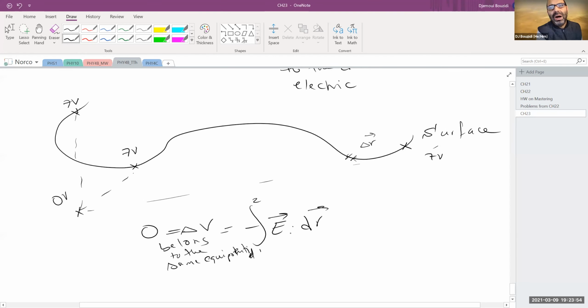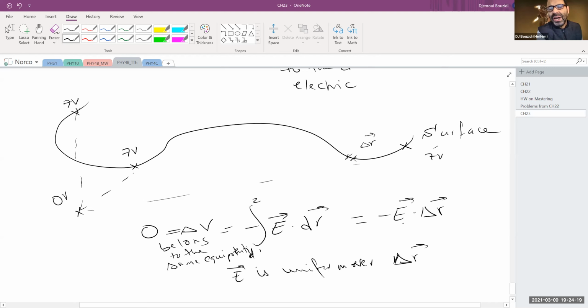Now this spacing between the 2 points is small enough so that E is more or less uniform over the distance delta r. So the 2 points are close enough so that E comes out of the integral. So this is basically just E times delta r, with a negative sign if you care, but because it's 0, it doesn't matter. So the product of these two vectors is 0. Either the electric field is 0, and that is actually not what we're interested in, that's a trivial case. Or delta r is 0, but that's not the case because we're looking at 2 different points on the same surface.